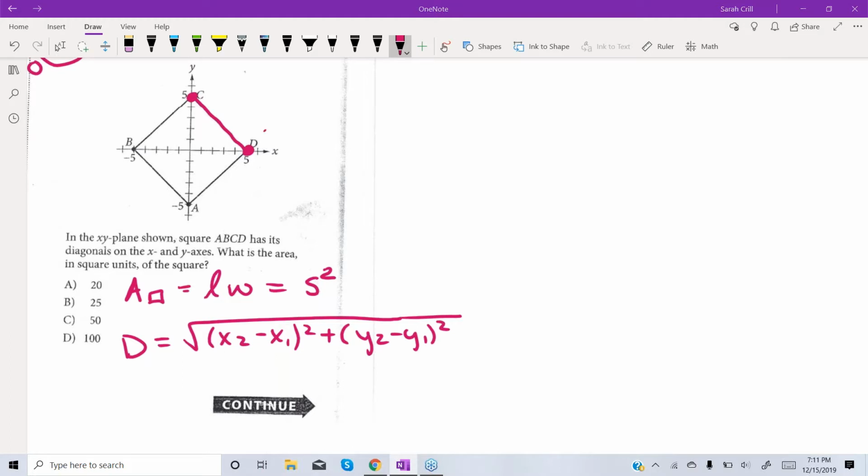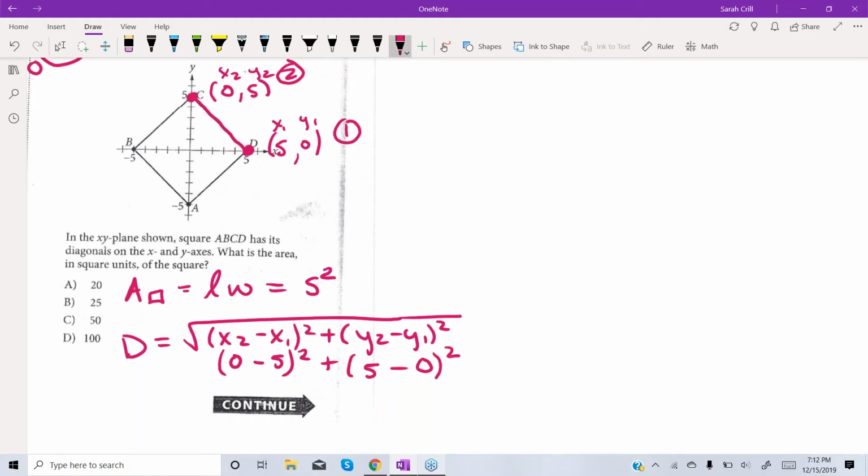All right, so we'll label this point our x1, y1. This is our point 1. So in this point, it will be 5, 0. And on this point will be our second point, which is 0, 5. So this is our x1, y1, and our x2, y2. So let's plug those in. Our x2 is 0, minus x1 is 5. y2 is 5 minus y1 is 0 squared.